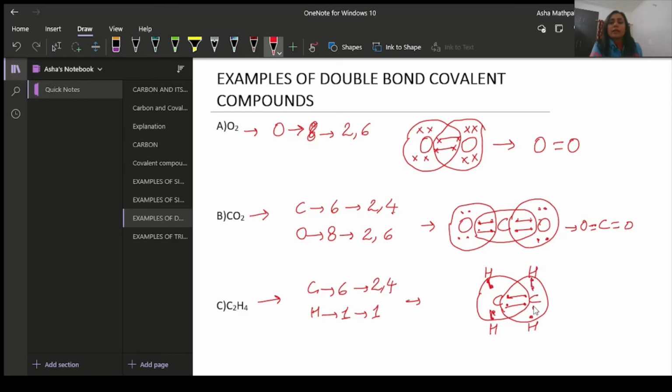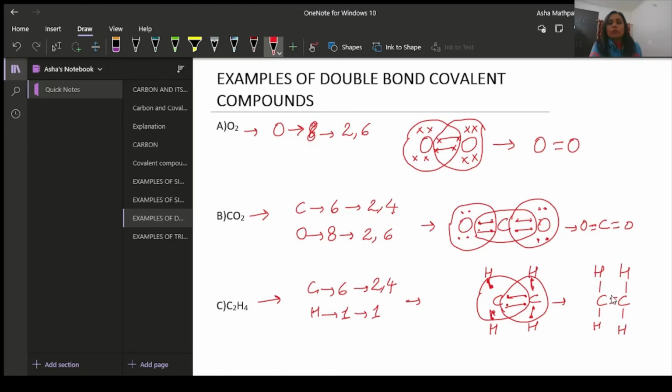So this is an example of a single as well as a double bond. Between the carbons there is a sharing of 2 pairs of electrons, so a double bond, but between carbon and hydrogen a single pair of electrons is shared. So this is an example of a double as well as single bond covalent compound.